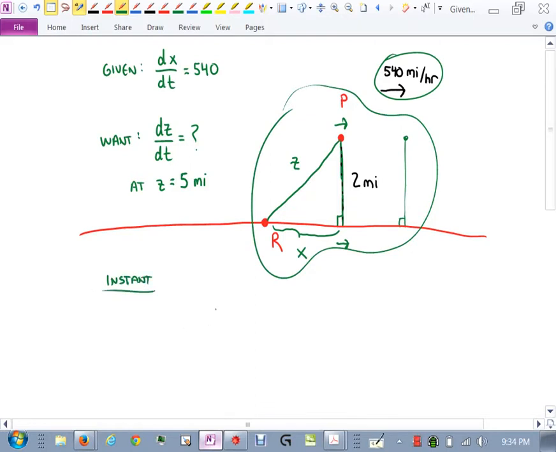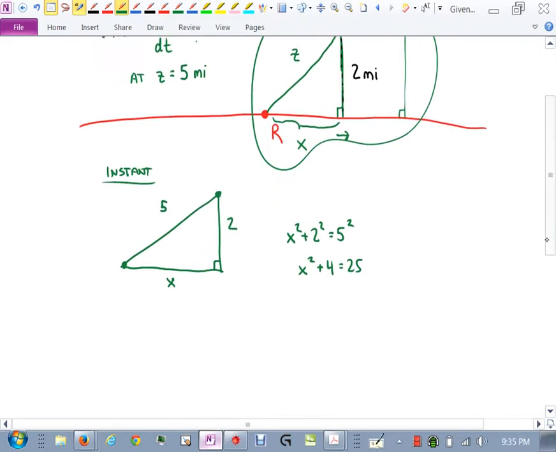Has this. I have my distance is 5. This is 2. Here's my plane. Here's my radar station. And because I know 2 of the 3 sides of a right triangle, I can solve for this side. So I'm going to call that x, right? I know x squared plus 2 squared must equal 5 squared. So x squared plus 4 must equal 25. That means that x squared equals 21. So x is the square root of 21.